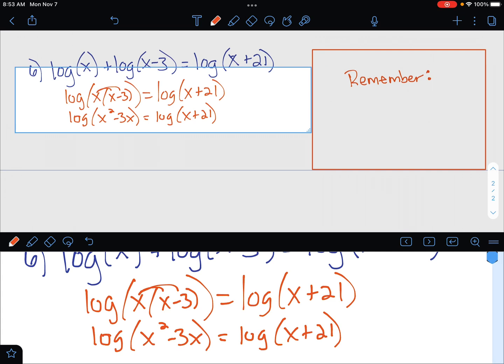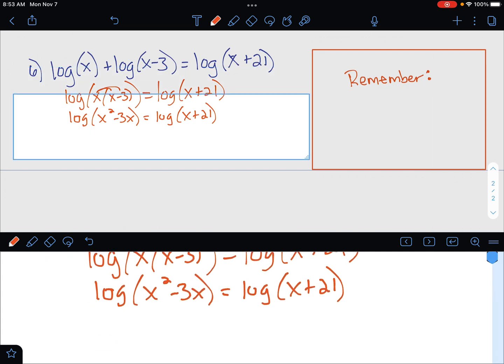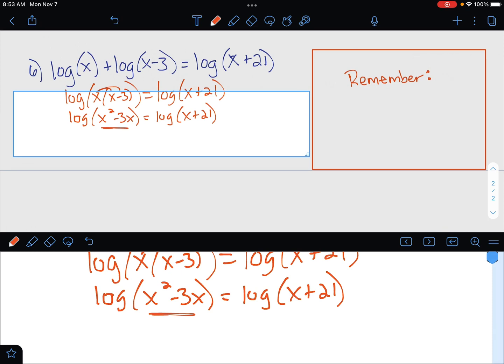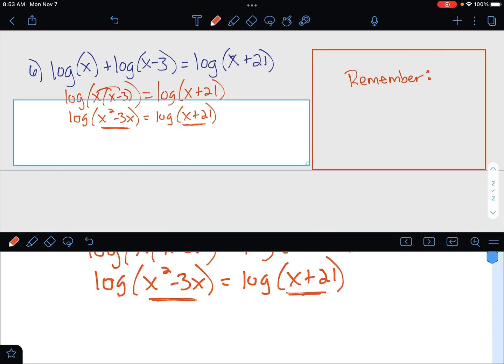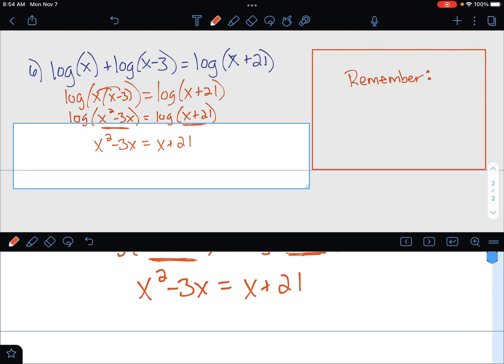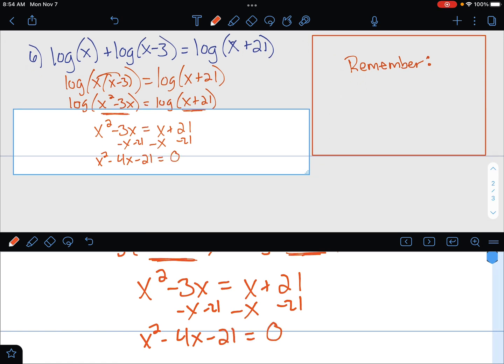All right, now I have a log equal to a log. No bases are written, which means they both have a base of 10. So we can take what's inside and set them equal. So we have x squared minus 3x equals x plus 21. Well, on this one, my x squared is not going to cancel. It's still there. So we have a quadratic. Well, how do we solve quadratics? We're going to get it equal to 0, and then we're going to solve it down. So I'm going to subtract x, subtract 21. So I have x squared minus 4x minus 21 equals 0.